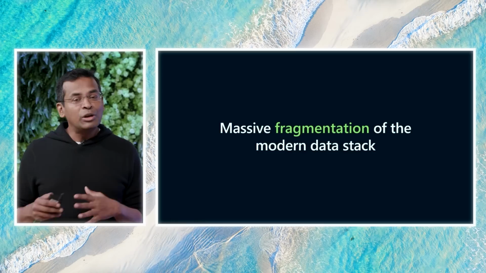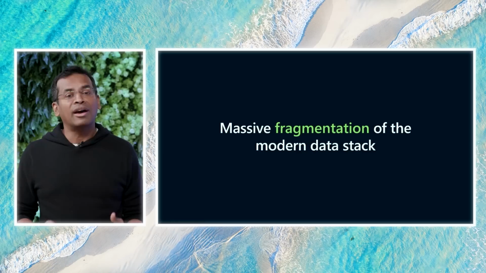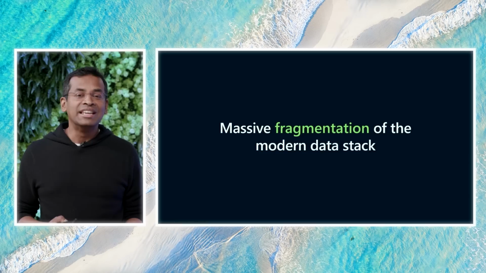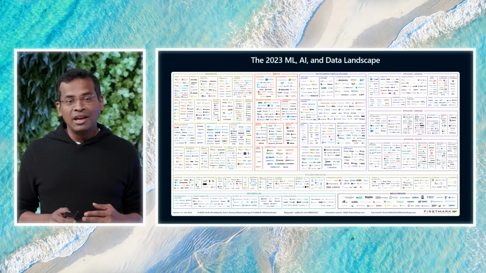Not a day goes by, not a week goes by, not a month goes by where there's some exciting new product or open source technology. However, this has also caused a ton of fragmentation. If you want to get a sense of the complexity that is confronting our customers, just take a look at this slide. Now, you're not meant to read every single icon on the slide, but this is put together by First Mark Venture Capital, a VC firm in the Valley, and it shows you the data and AI landscape. Every little icon here is a product or technology that is confronting our customers.